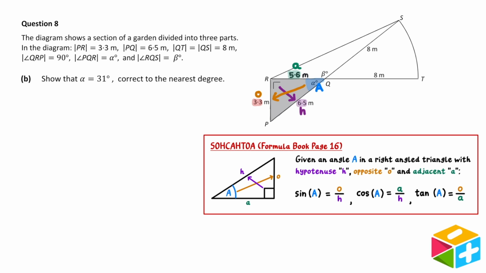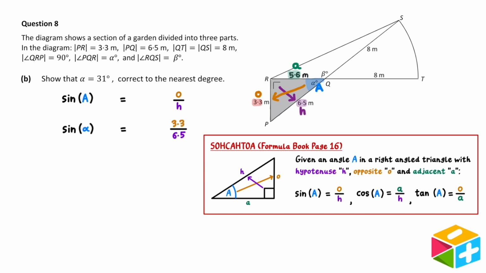Each of our three trigonometric ratios, sine, cos, and tan, involve 2 out of the 3 sides of the triangle. Since we actually know all 3 sides of the triangle, we have some flexibility here. Sine, cos, and tan are all options that will work. I'm going to pick sine and use the fact that sine of A is equal to O over H. We have alpha in the place of A, O equal to 3.3, and H equal to 6.5. So let's sub these in.